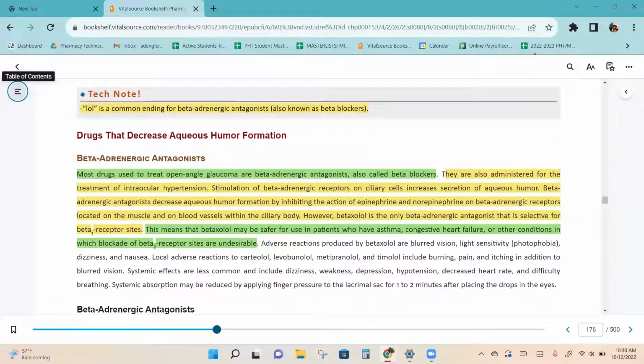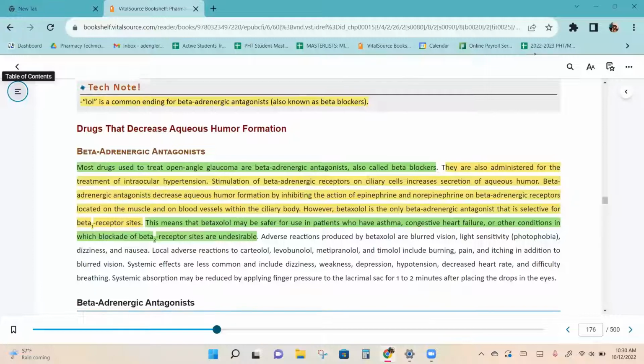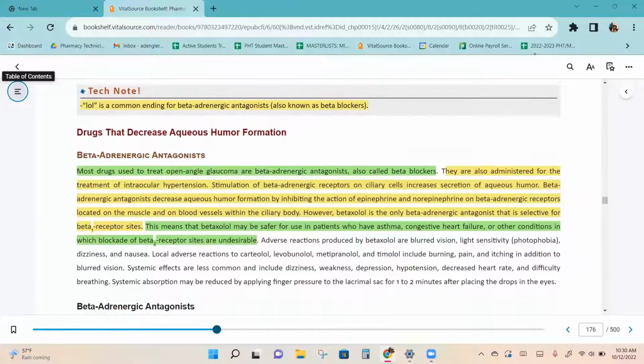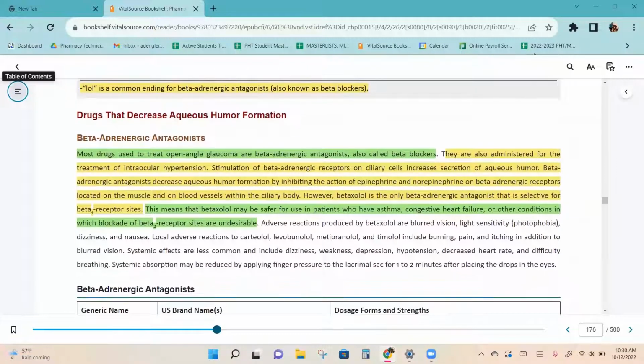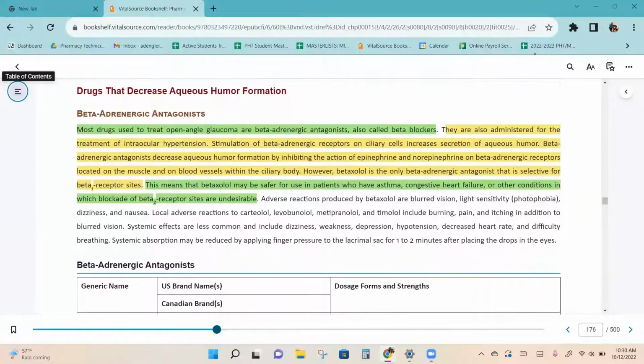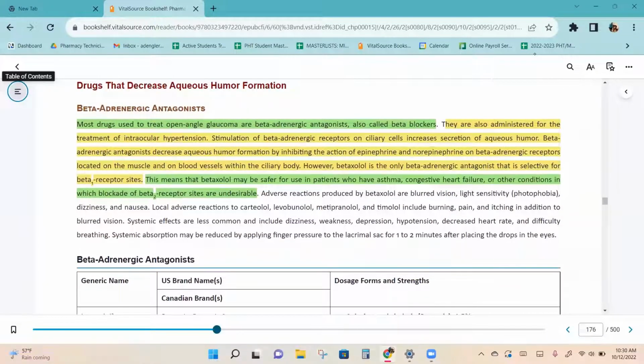So LOL is a common ending for beta adrenergic antagonists, also known as beta blockers. So we have beta blockers that are eye drops. We also have oral beta blockers that are given for hypertension and other heart related conditions. Most drugs used to treat open angle glaucoma are beta adrenergic antagonists, also called beta blockers. They are also administered for the treatment of intraocular hypertension.